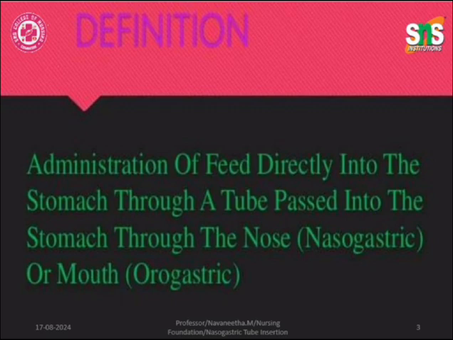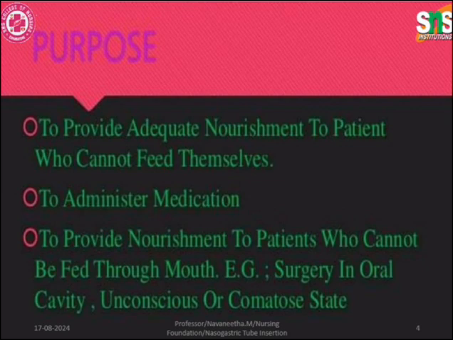Next we will move on to the purpose. What are the purposes of giving a feeding? The first one is to provide adequate nourishment to patients who cannot feed themselves. It may be a younger child or it may be older people more than 80 years of age. We will go ahead with the NG tube to administer medications. Some people won't take medications by oral means, like some psychiatric patients, so for those people medications will be administered with the NG tube.